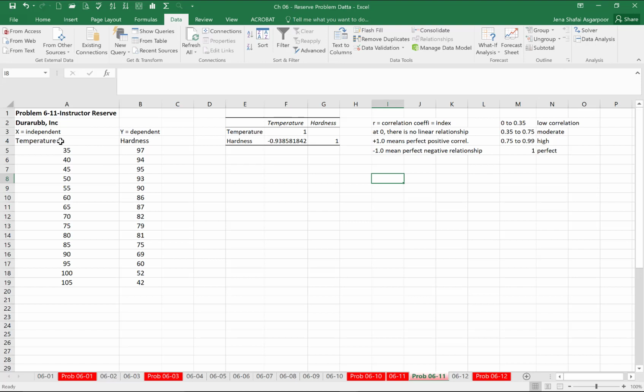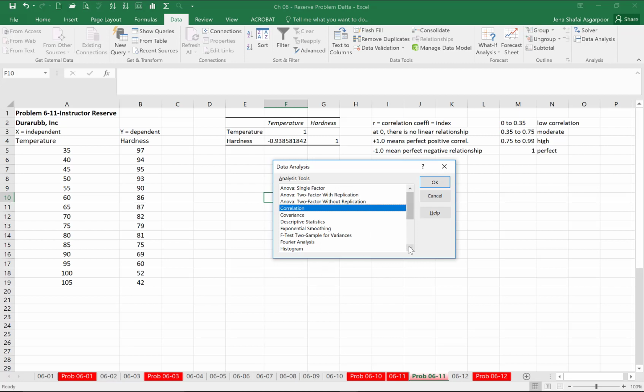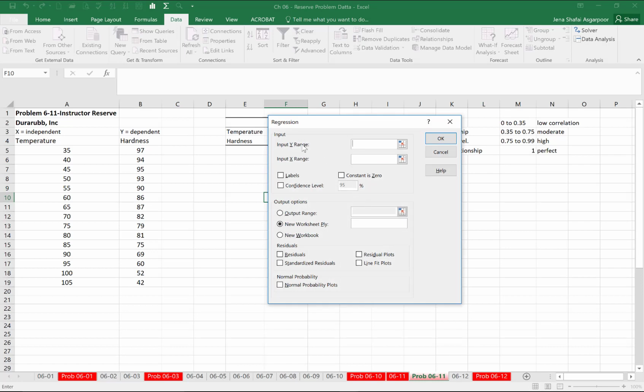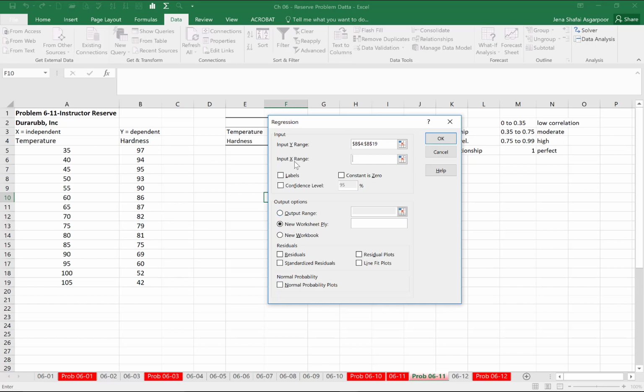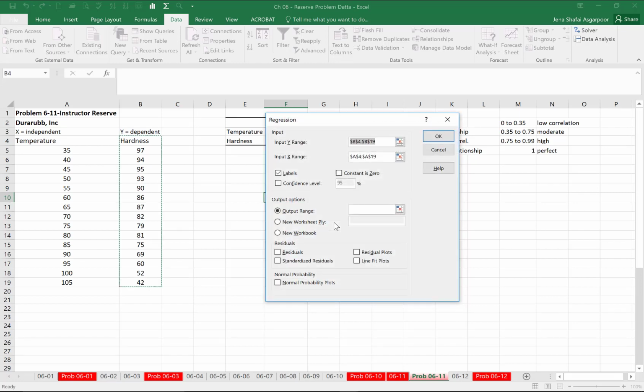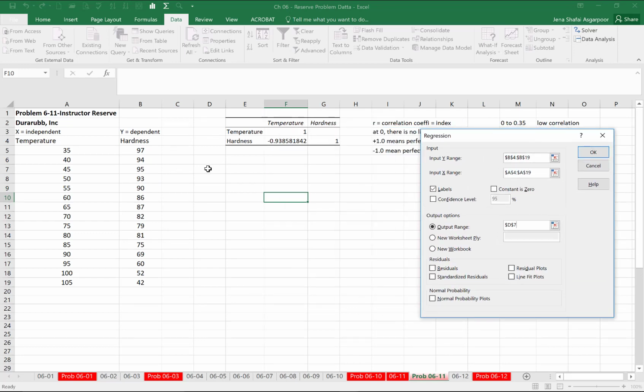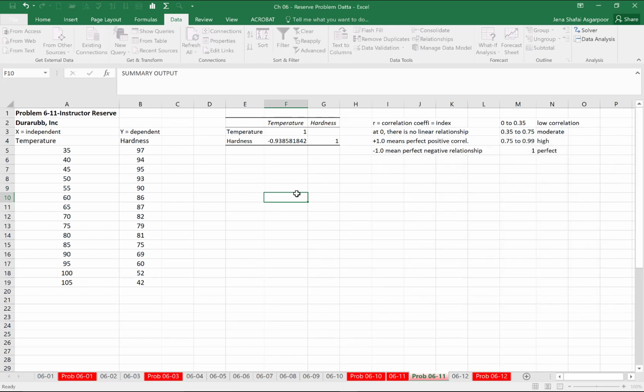Okay, so now we want to perform a regression analysis. So scroll down to regression. And it says, what is the Y range? In this case, as we determined, hardness is the Y. X range is the temperature. I do have labels, so I want to make sure that I check that off. And I'm going to put the output over here. That's fine. I don't need any of the other results.